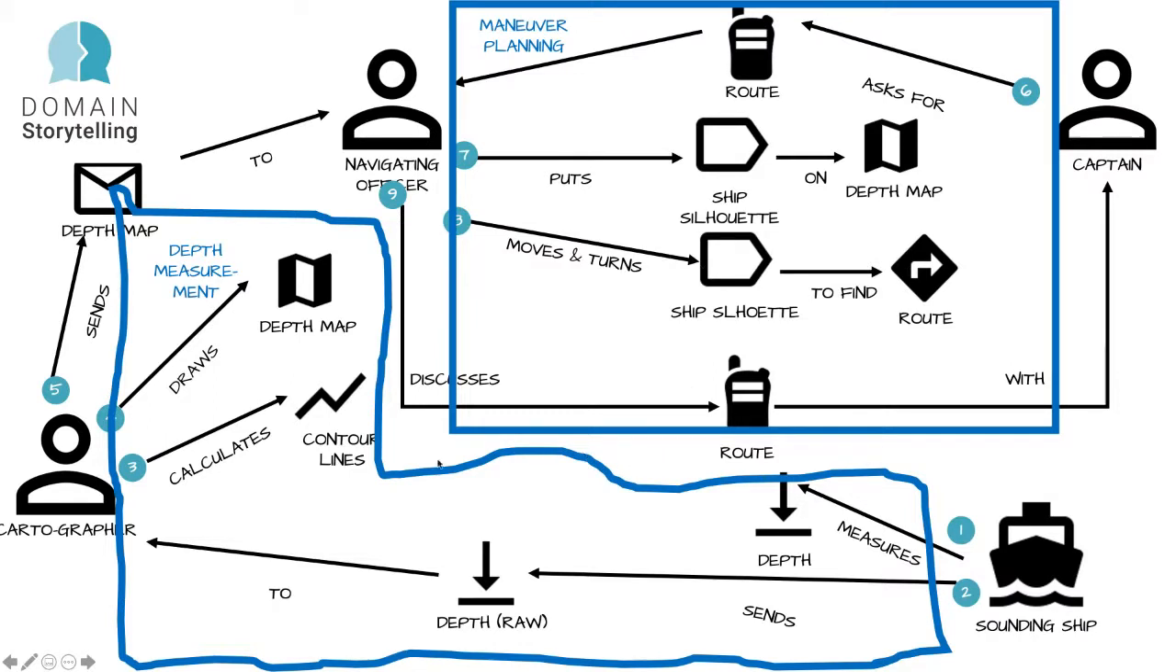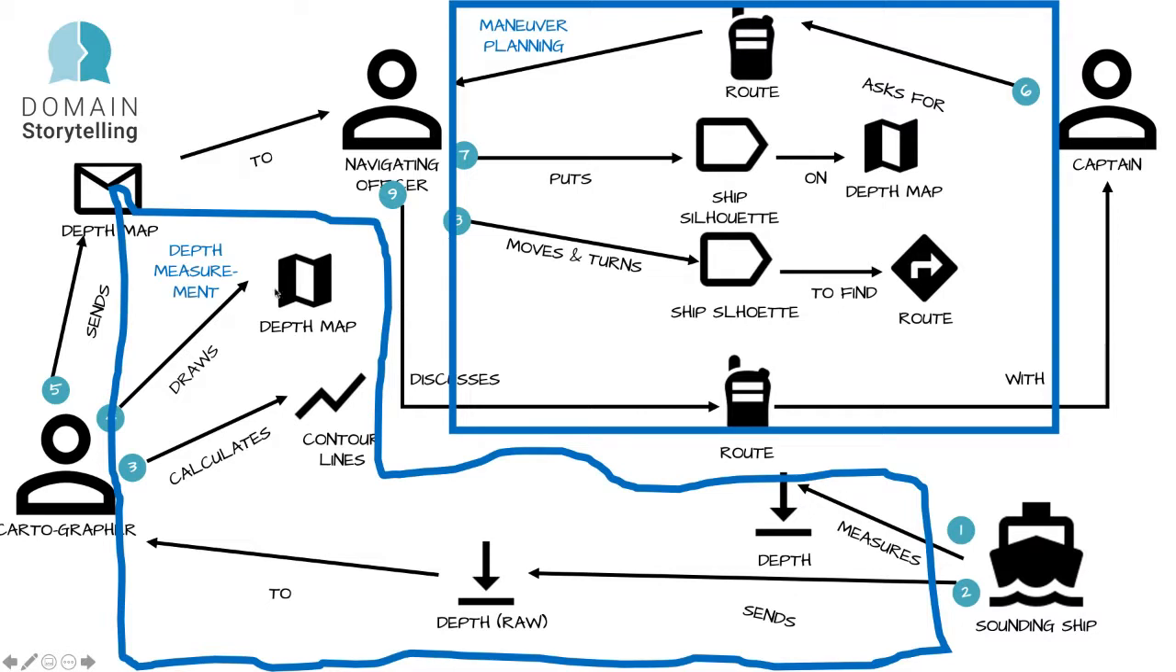to digest first is that means that we may have duplication over context boundaries. Because we build one small model here with depth, contour lines, and depth map. And we build another small model up here with ship silhouette and route and depth map. And there's words that are only on one side, the ship silhouette here and the route, they're not in the depth measurement, but there are also words like the depth map that are on both sides here.